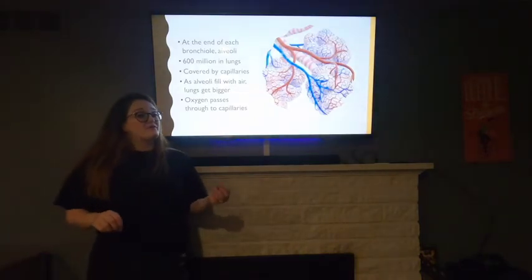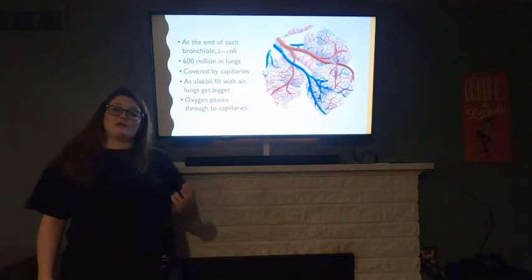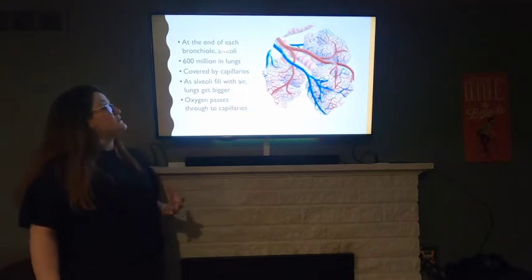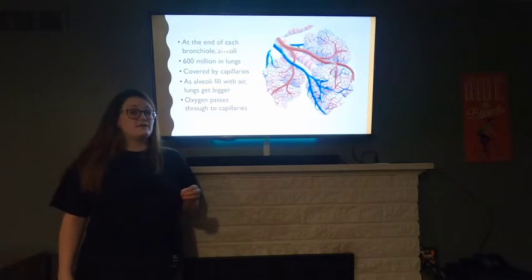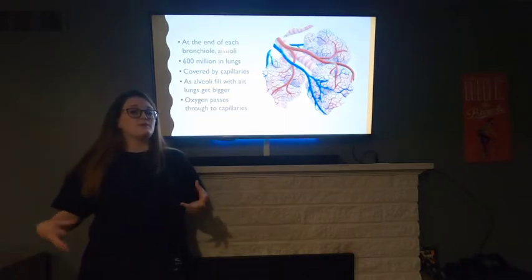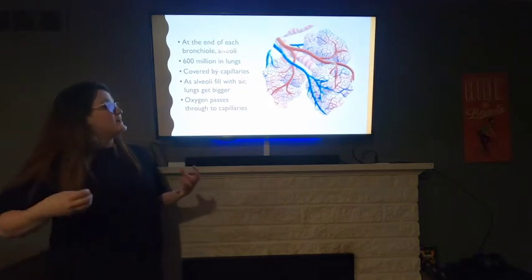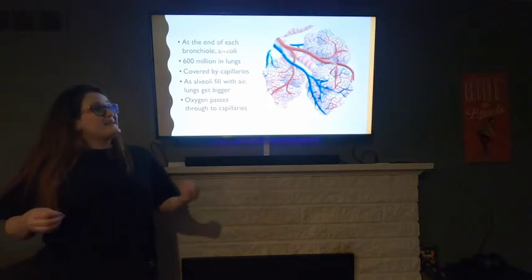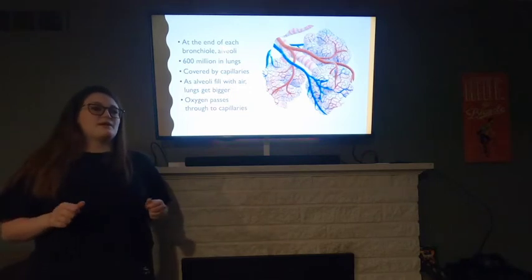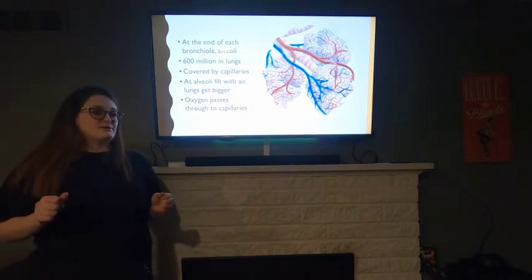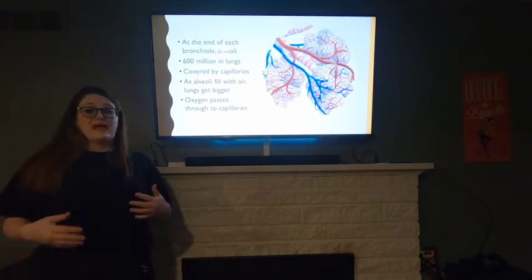At the end of each and every single bronchiole, we have alveoli. Alveoli are like little balloons, and this is what fills up with the air that you breathe in. And around each alveoli, there's a thin mesh-like bundle of blood vessels, and these are called capillaries.